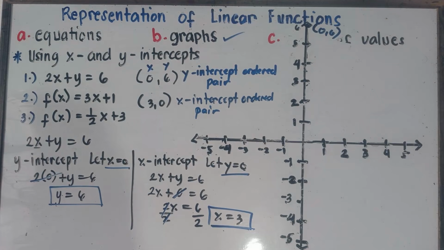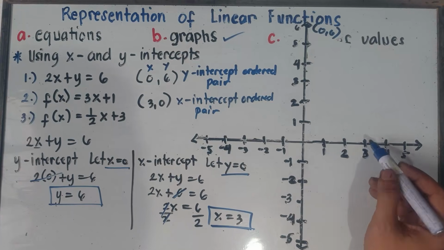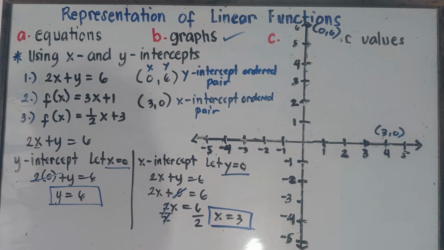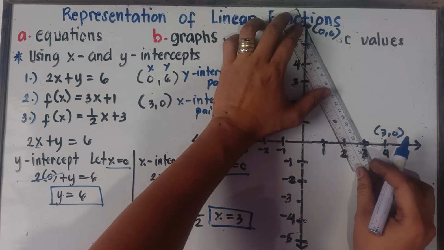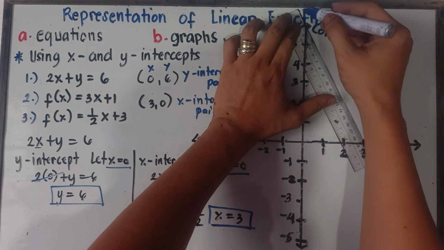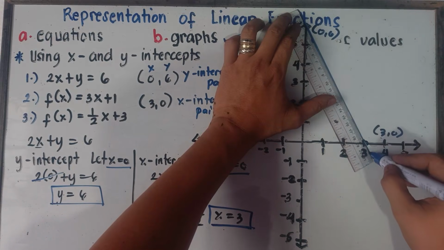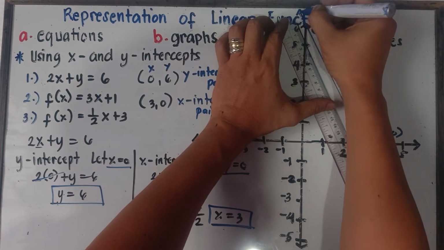So the other one we have x is positive 3 and then y is 0. So this one right here. Then simply connect this one, class. Once again, class, to graph a linear function, you can just simply use 2 points. Simply connect this one. Put an arrow on the top.